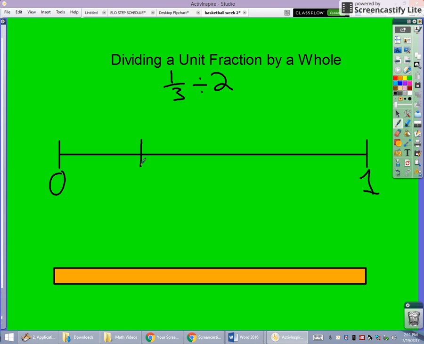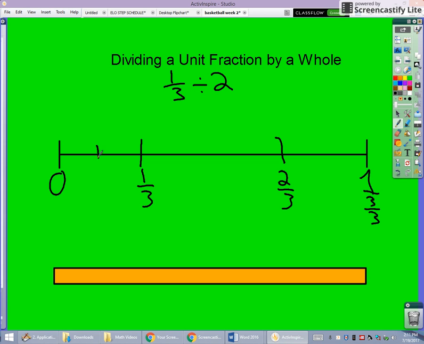I will partition into 3 equal parts and I will label 1/3, 2/3, and of course we know 3/3 equals 1 whole. My divisor says I'm dividing each third into 2 equal parts.